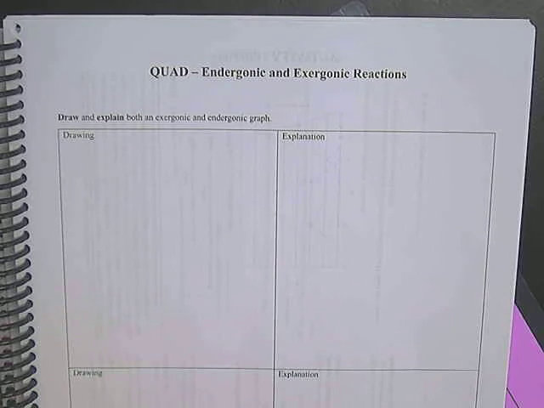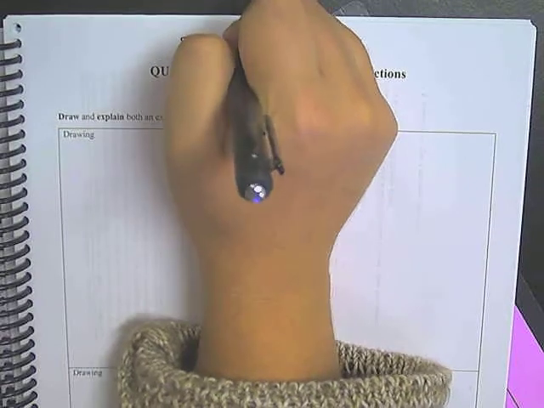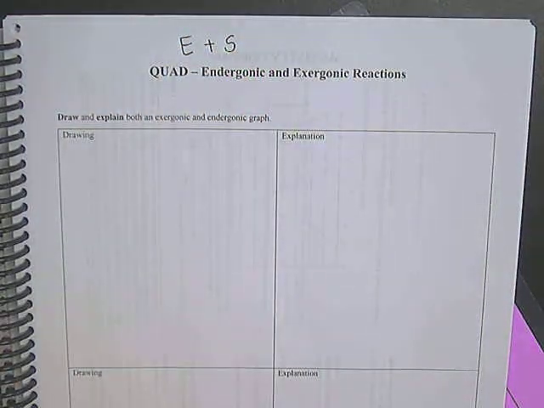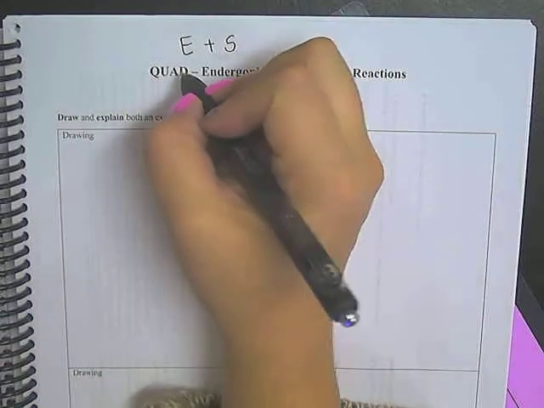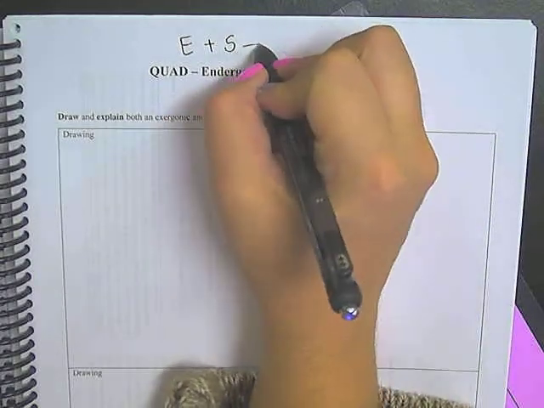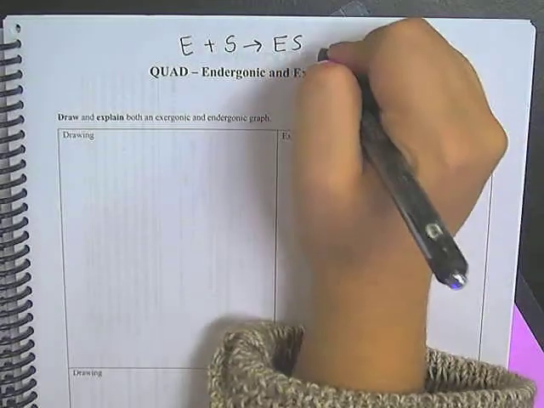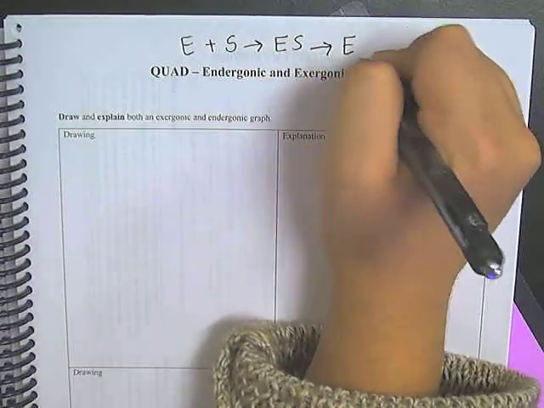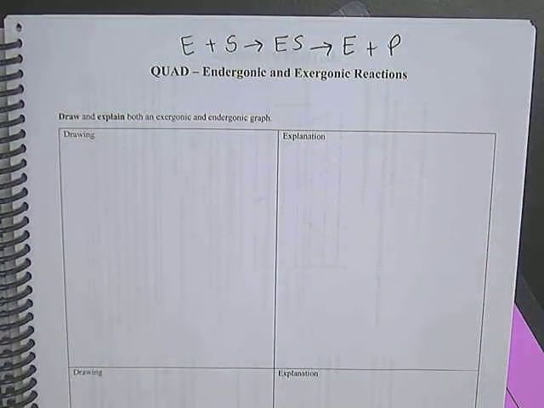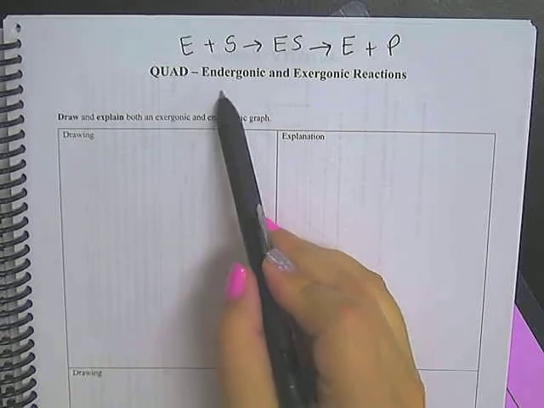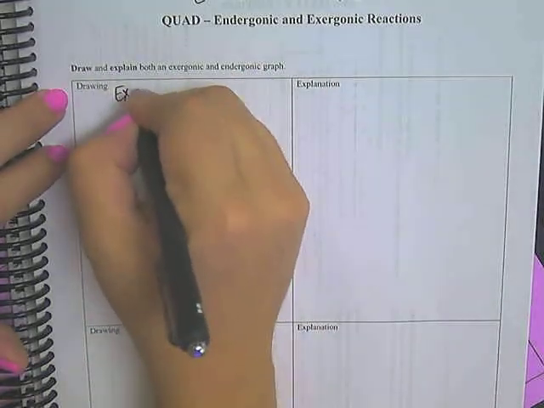As we're doing this particular assignment, keep in mind that we are talking about enzymes and how they influence reactions by speeding them up. Your enzyme plus your substrate will yield an unstable intermediate known as your enzyme substrate complex. And then at the end of the reaction, the enzyme is free to get used again, and you are left with some products. So we're going to talk about two types of reactions that occur in the cell, both endergonic and exergonic reactions. Let's start with your exergonic reactions.